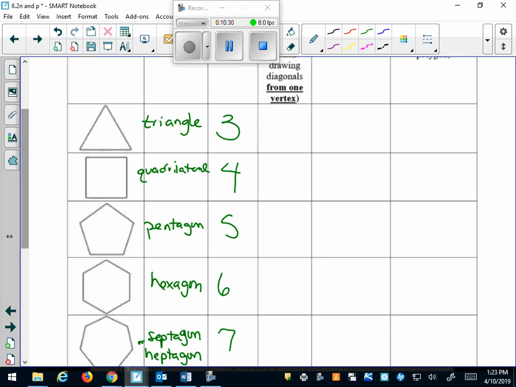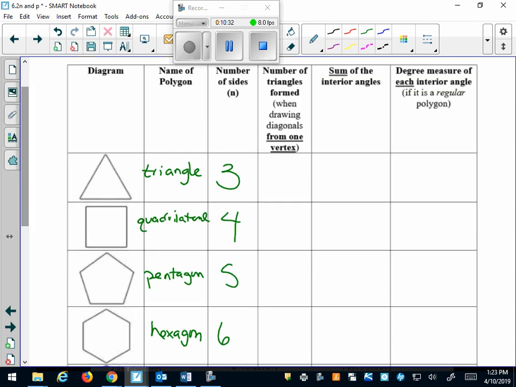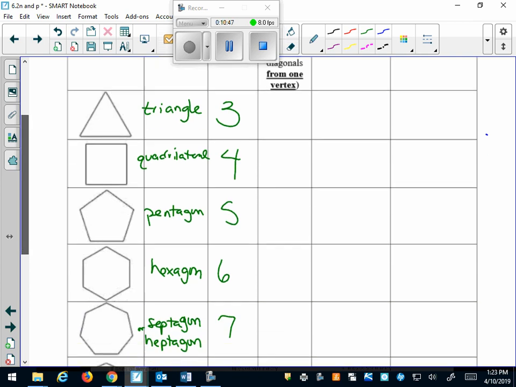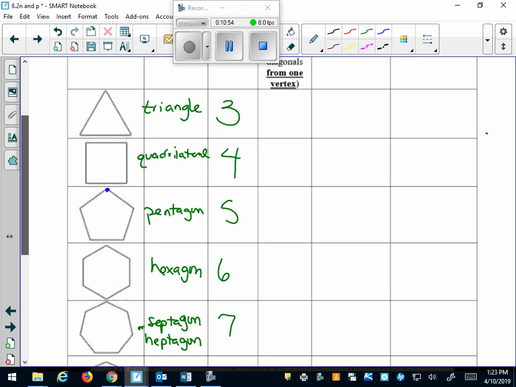All right, let's go back up now, and this next column says the number of triangles formed when drawing the diagonals from one vertex only. So draw the diagonals from one vertex. I'm actually going to start you off on the pentagon. So skip to the pentagon for a second. Drawing the diagonals from one vertex means I'm going to draw to here and to here. That's it. I can only draw two diagonals. How many triangles are formed?